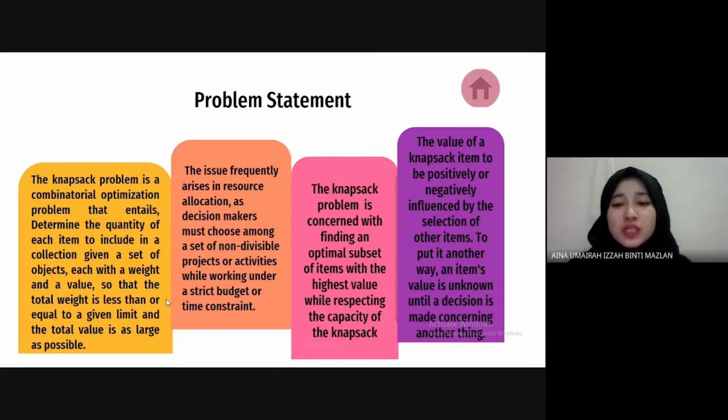The Knapsack problem is concerned with finding an optimal subset of items with the highest value while respecting the capacity of the Knapsack. The value of a Knapsack item can be positively or negatively influenced by the selection of other items. To put it another way, an item's value is unknown until a decision is made concerning another item.